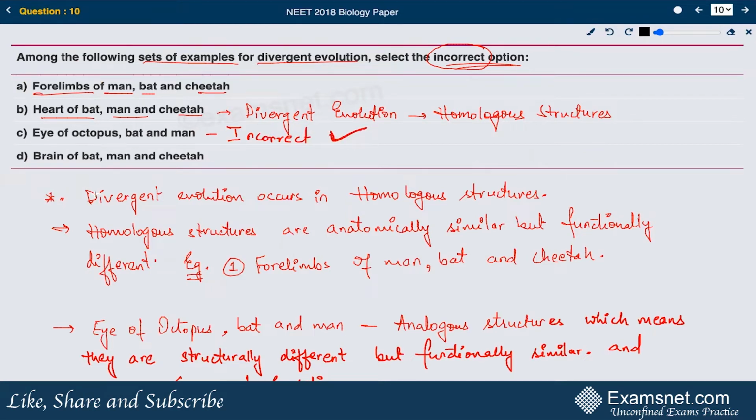And the last is brain of bat, man, and cheetah. Again, this is also an example of homologous structures. So option C is the correct answer.